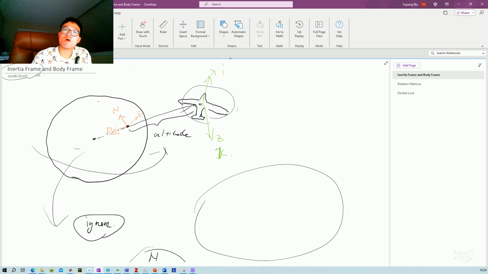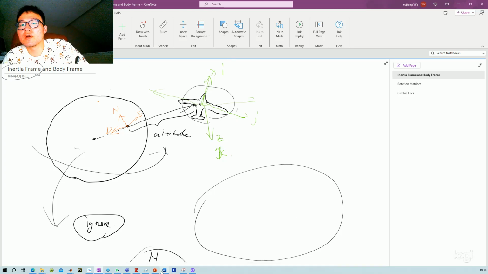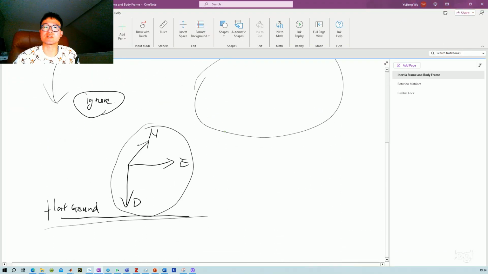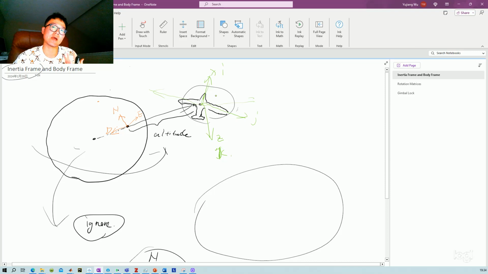There's one question to ask. Do you think the Y, in this case, usually, because the wings of the plane are perpendicular to its nose, do you think the Y is like that, or the other direction? That actually leads to another concept called the right-handed frame. No matter whether it is an inertia frame or a body frame, it is a right-handed frame.